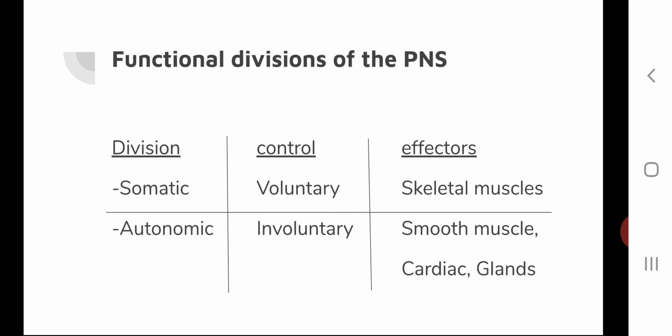So divisions of the peripheral nervous system: you have voluntary nerves and then involuntary. So we're talking like your somatic and autonomic controls and what they affect. Your voluntary would be skeletal muscles, which you choose how to move, and then your smooth muscle, cardiac, and glands, all that kind of stuff that just runs on its own. It's all autopilot, it's involuntary.